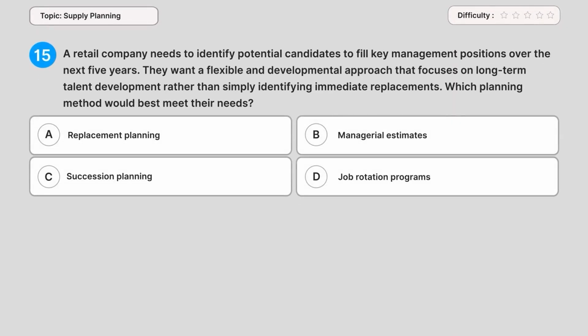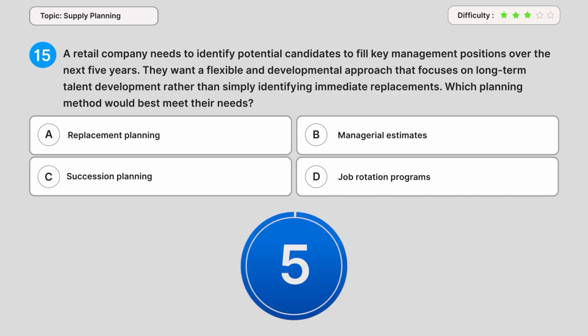15. A retail company needs to identify potential candidates to fill key management positions over the next 5 years. They want a flexible and developmental approach that focuses on long-term talent development rather than simply identifying immediate replacements. Which planning method would best meet their needs? A. Replacement planning. B. Managerial estimates. C. Succession planning. D. Job rotation programs. Do you know the answer?